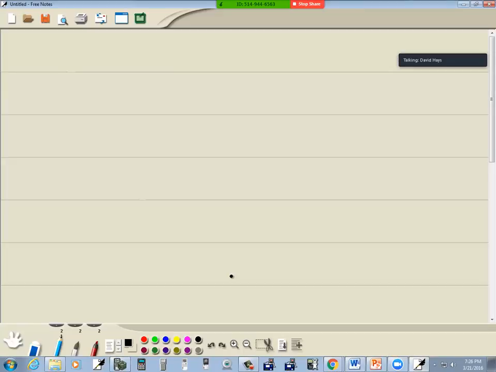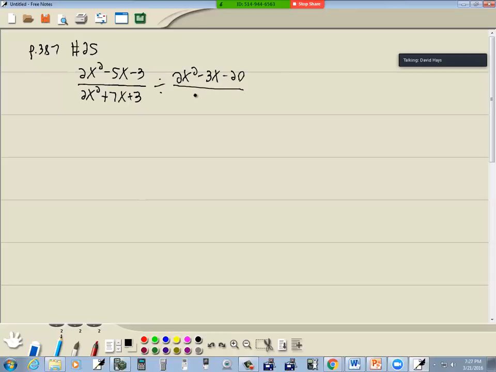This is number 25 on page 387. And we got 2x squared minus 5x minus 3 over 2x squared plus 7x plus 3 divided by 2x squared minus 3x minus 20 over 2x squared minus x minus 15. Okay.